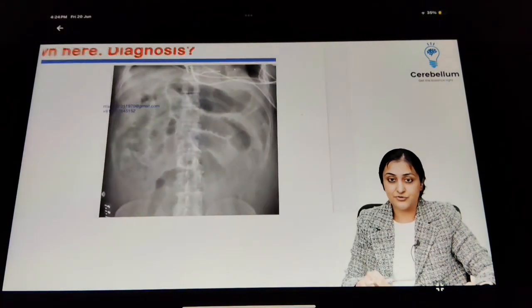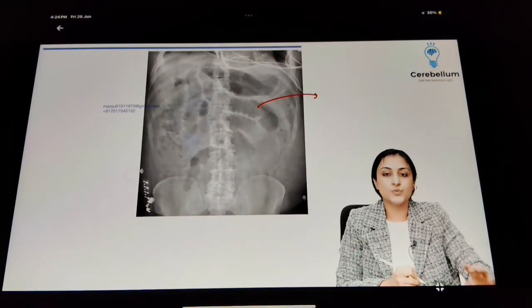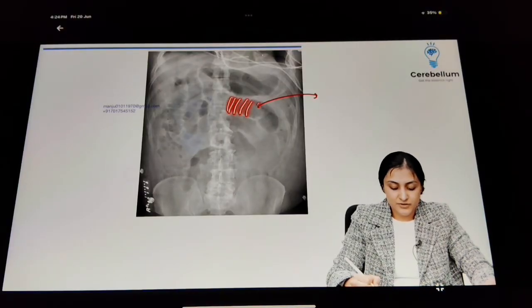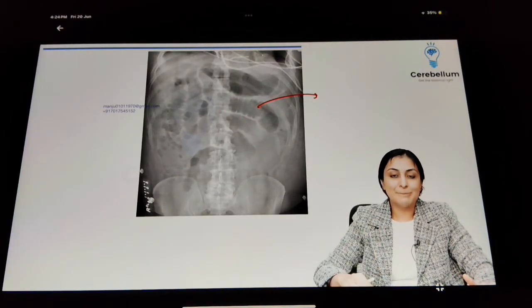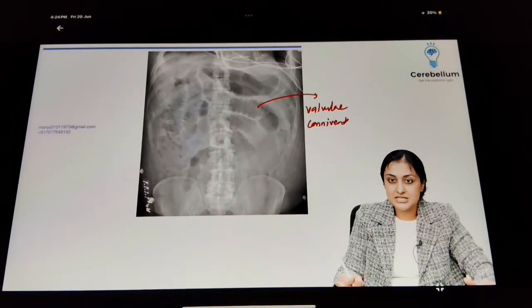So what you see here, first of all, in the X-ray are these loops which are essentially dilated. Can you tell me what are these loops? Jejunum, ileum, colon. You are right. We can see that there are loops which have folds throughout the lumen. Complete folds within the lumen are valvulae conniventes, and you know valvulae conniventes are a feature of jejunum. So these are the jejunal loops which are dilated.